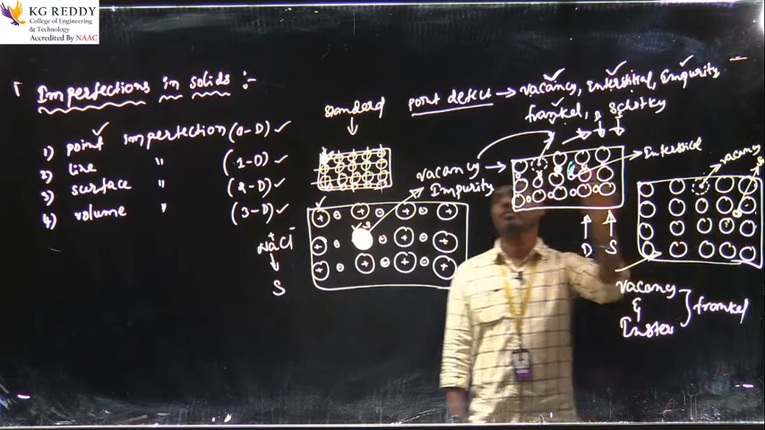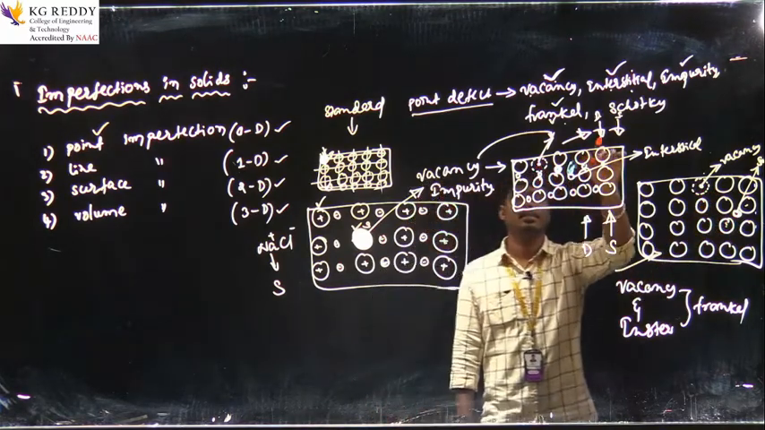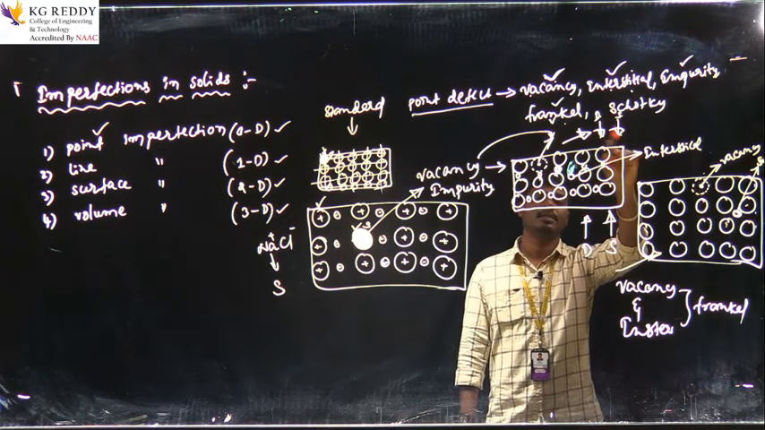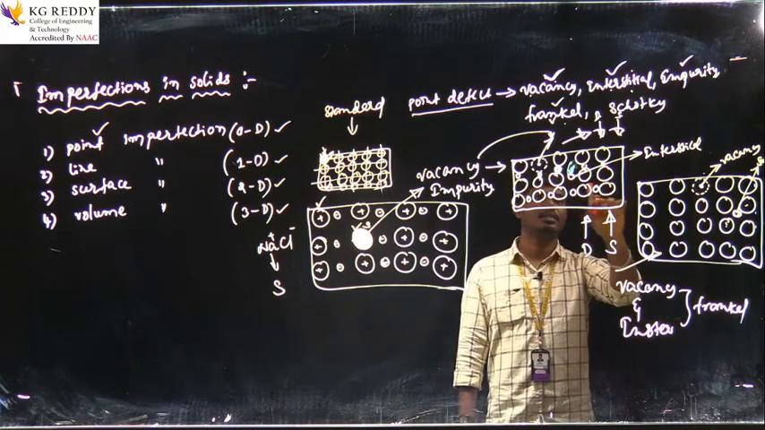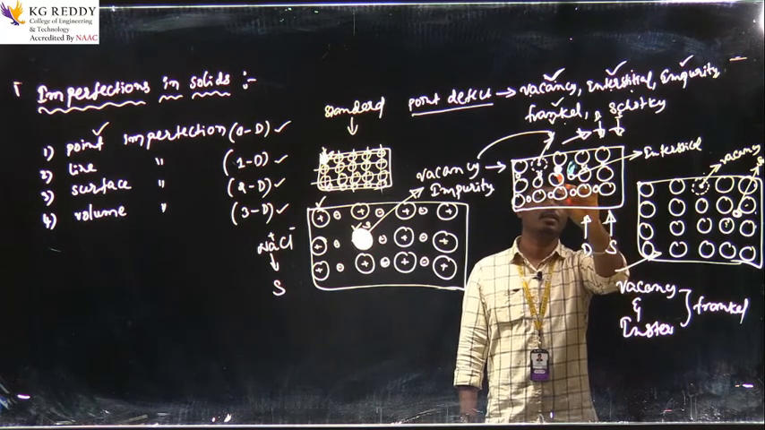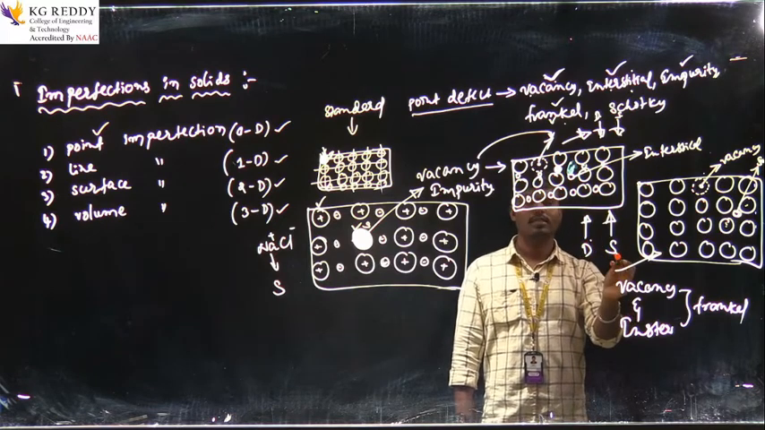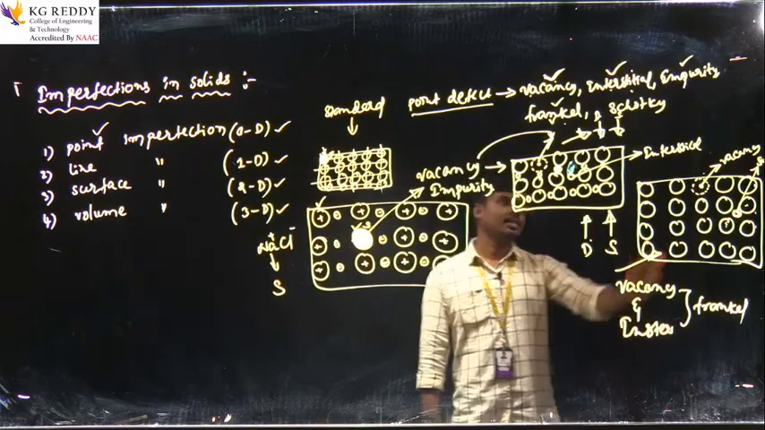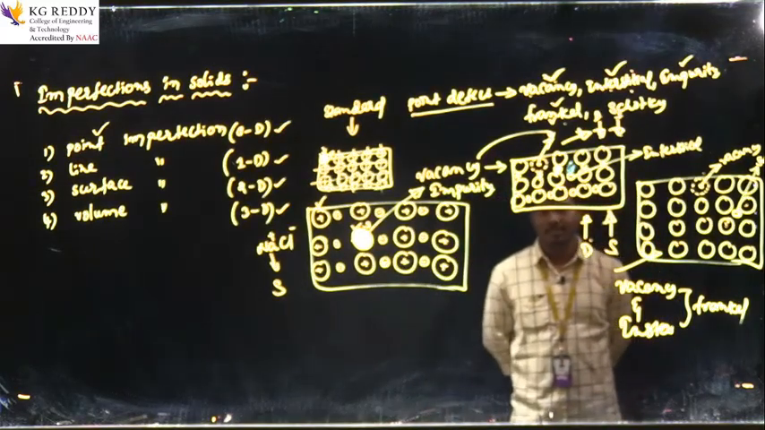I told you in the vacancy defect, due to the missing of one atom, the density is decreasing, so the strength of the material is also decreasing. But in the interstitial defect, one extra atom is coming and occupying the interstitial space. Because of that, the density is increasing, so the strength of the material is also increasing. So in this case, what will happen? The density is going to increase or decrease?